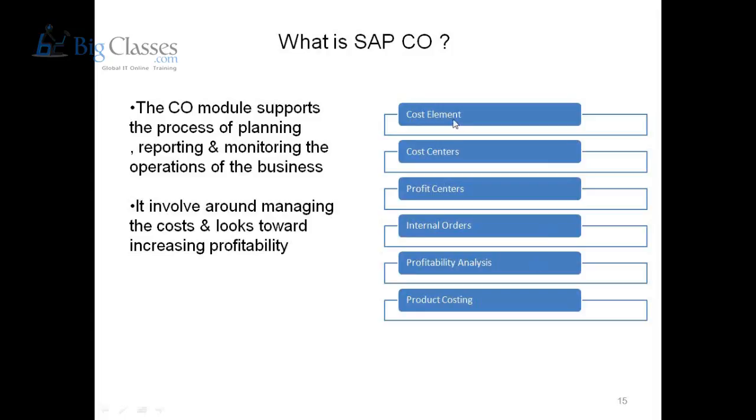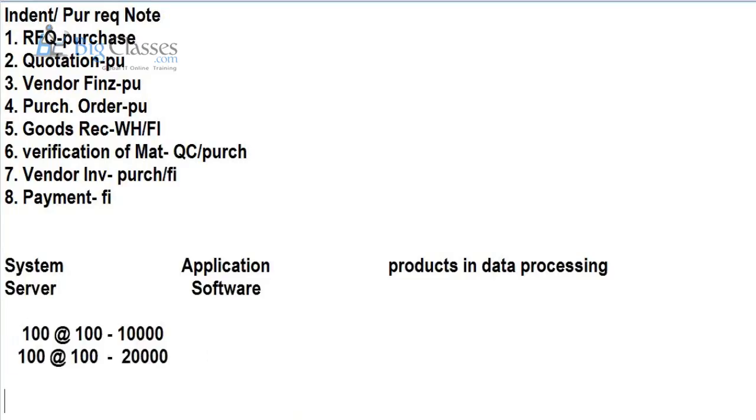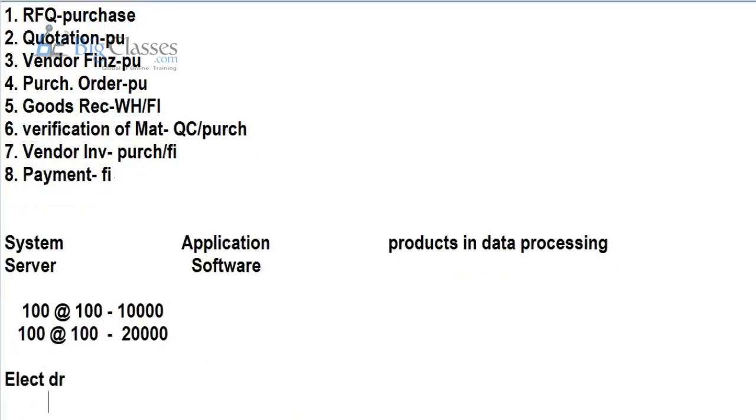Okay, cost element. What is this cost element? Let's say you need to pay an electricity expense. So what is the entry? Electricity account debit to bank. This is how you are posting your transaction.